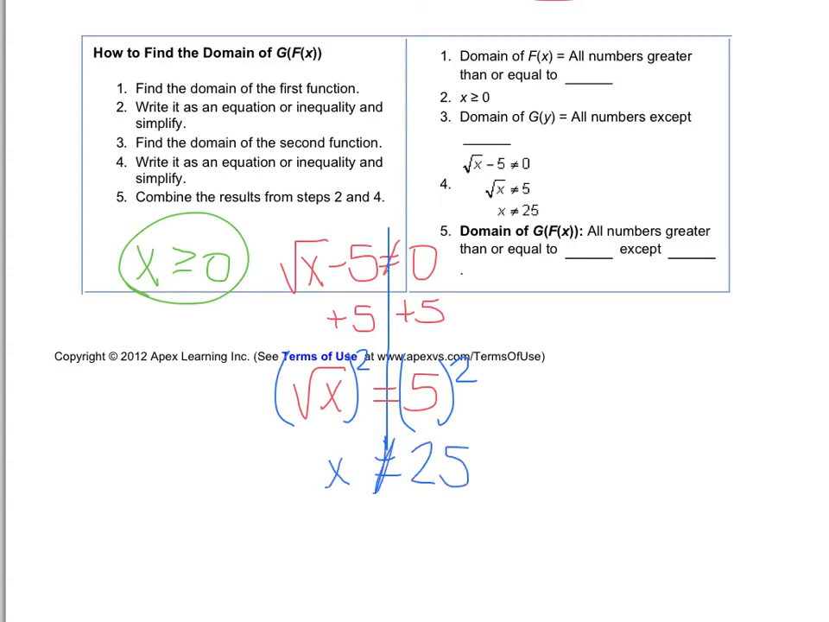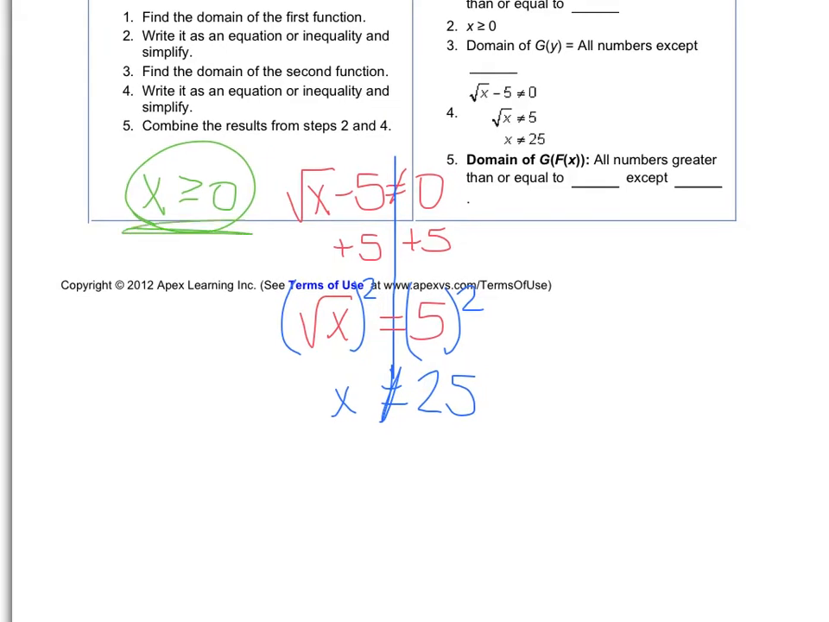So what I now have is that x cannot equal 25. So what that means about my domain is I know that it can be anything bigger than 0, except it tells me here it cannot be negative, it cannot be 25. So we say that our domain is all real numbers greater than or equal to 0, except for 25.